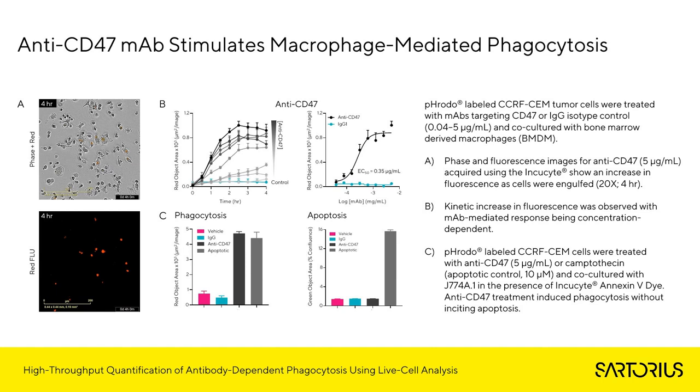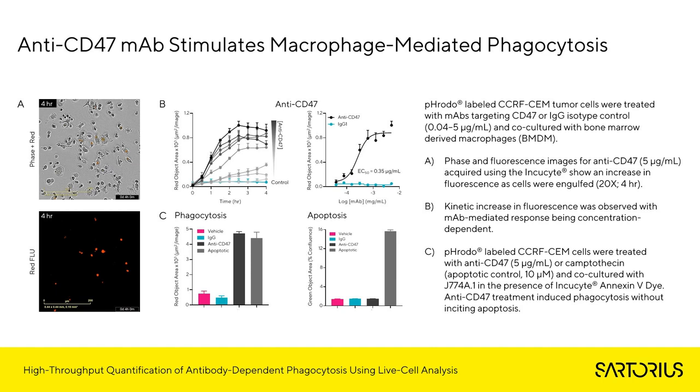If we look at the images here on the left, these are phase and fluorescence images for 5 microgram per mL anti-CD47, and these are acquired using the InKSight live cell analysis system. The images show an increase in fluorescence as these cells were engulfed. A kinetic increase in fluorescence was observed, with monoclonal antibody-mediated response being concentration dependent.